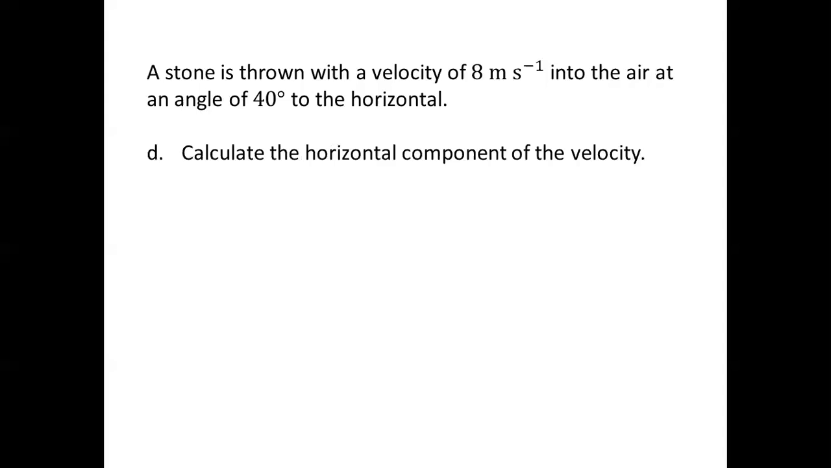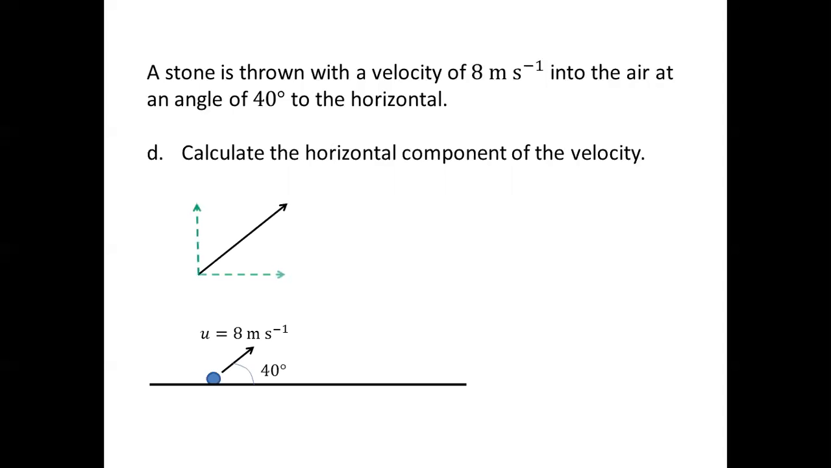Next, calculate the horizontal component of the velocity. To do this, we will again refer to our initial representation of the problem. Notice that the horizontal component is adjacent to the given angle, which means we can use cosine theta to solve this. Substituting the given values, we then obtain 6.13 meters per second as the horizontal component of the velocity.